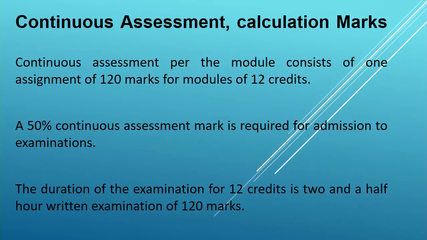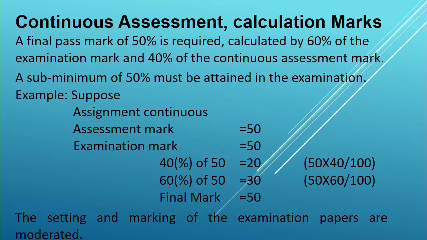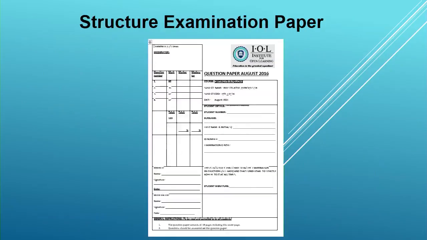Continuous assessment calculation of marks. Continuous assessment per module consists of one assignment of 120 marks for modules of 12 credits. A 50% continuous assessment mark is required for admission to the examination. The duration of the examination for 12 credits is 2.5 hours, a written examination of 120 marks. Continuous assessment marks, calculation of the marks, the structure of the examination paper.